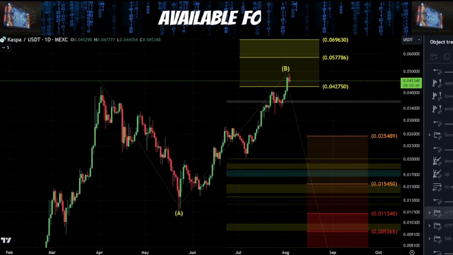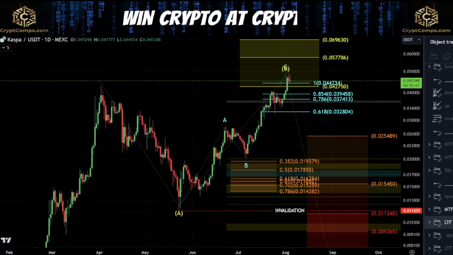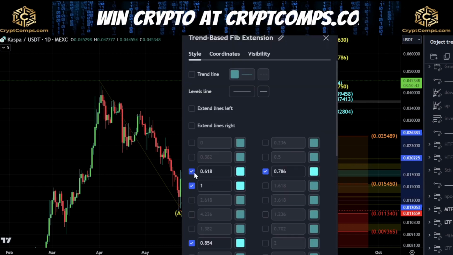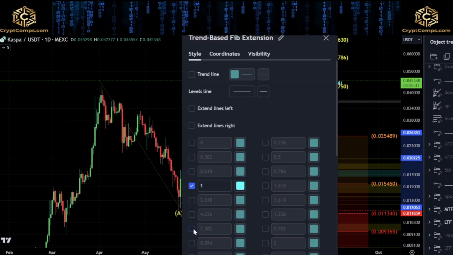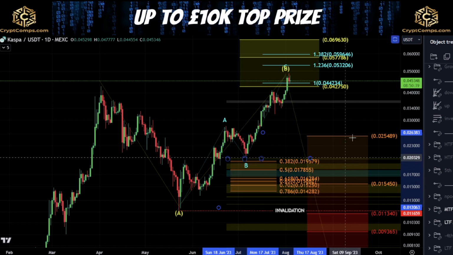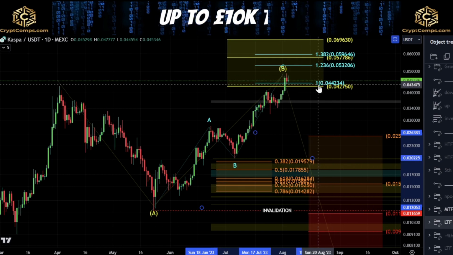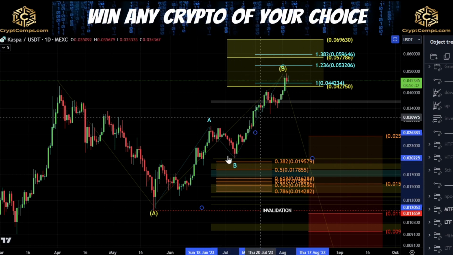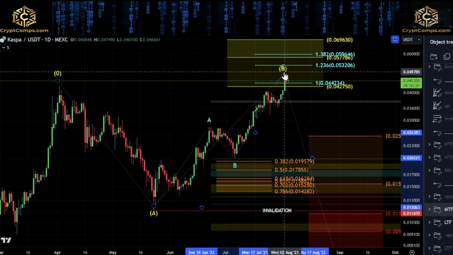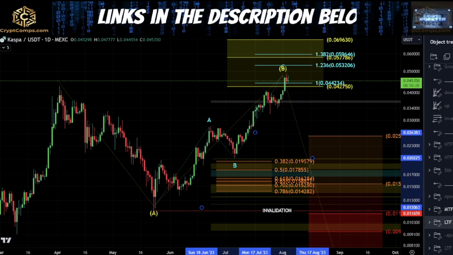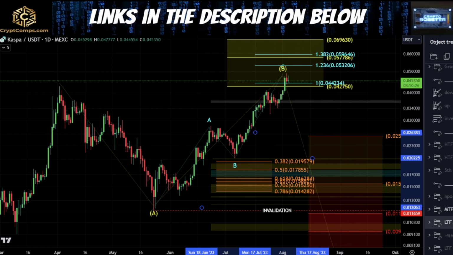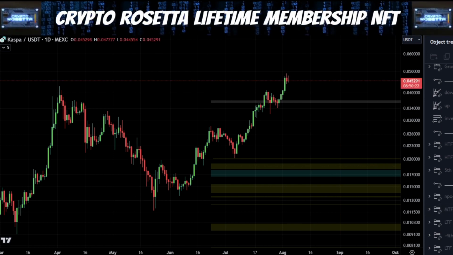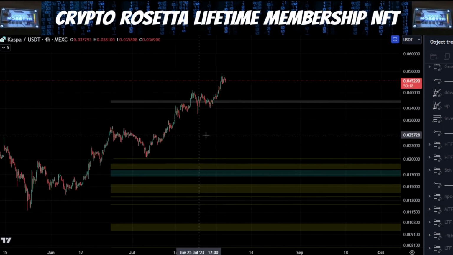Otherwise, we can just look at this as a potential corrective structure where this is A, B, and C. If I change this onto the 12382 and the 1236, we have come up between this 1-to-1 and this 1236. So if this is just a corrective move to the upside and we start to break down in a bigger 5-wave move, then we could look for the possibility that this could be a flat correction. But let's get into that bullish count and the way that we were looking at it in the previous videos.